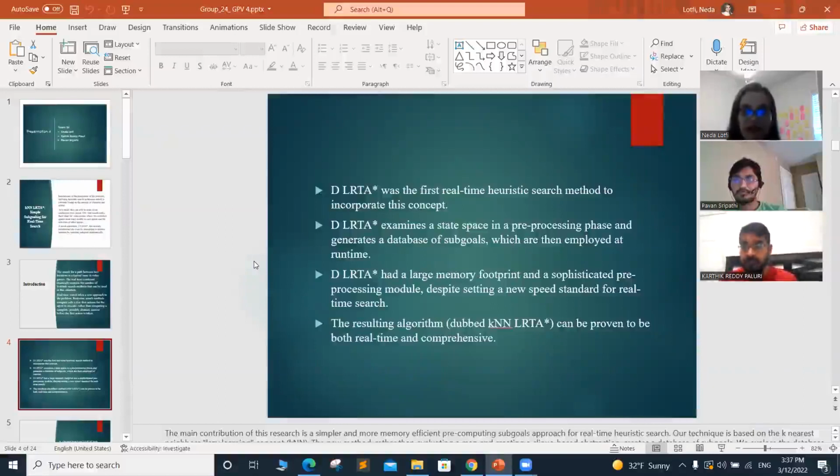CSR examines a state space in a pre-processing phase and generates a database of tuples which are then installed at runtime. CSR has a large memory footprint and a sophisticated pre-processing module, and despite setting a new standard for real-time search, the resulting algorithm can be proven to be both real-time and comprehensive.